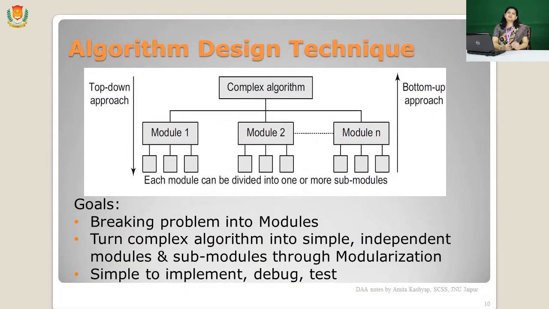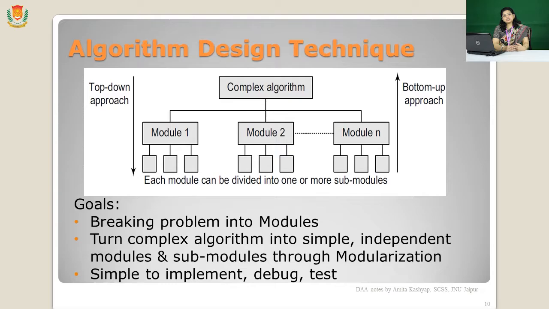Algorithm design technique. As we discussed earlier, algorithms can be classified depending on the technique used for their design. If we have a complex problem at hand, there is a certain approach, bottom-up or top-down. One way is to divide it into small modules, and then further divide those into sub-modules, and then we solve it. This breaking of a problem into small modules is called modularization.